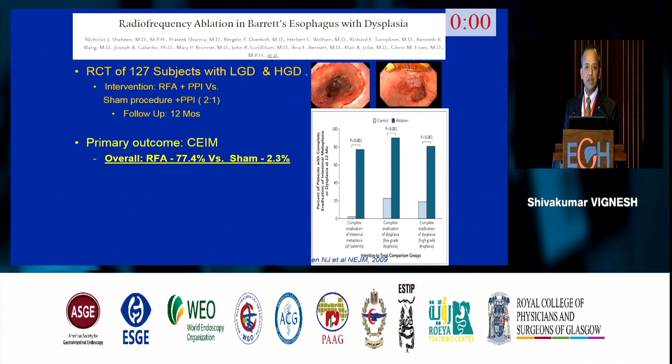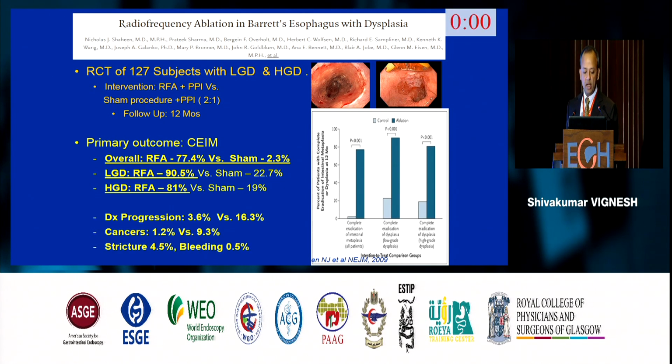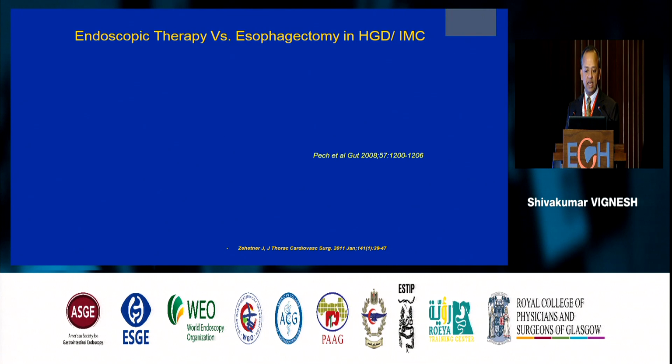Overall response rate, 77% in RFA, and 2.3% in the sham group. And for low grade, 90%. And for high grade, the response rate was 81%. So ballpark, you can say at least 80% response rate. Disease progression and new cancer incidence was significantly lower in the RFA group compared to the sham group, and stricture was acceptable at 4.5%, not 0, so you have to let the patient know you can get stricture, but this is overall very effective technique and relatively safe and is the standard.